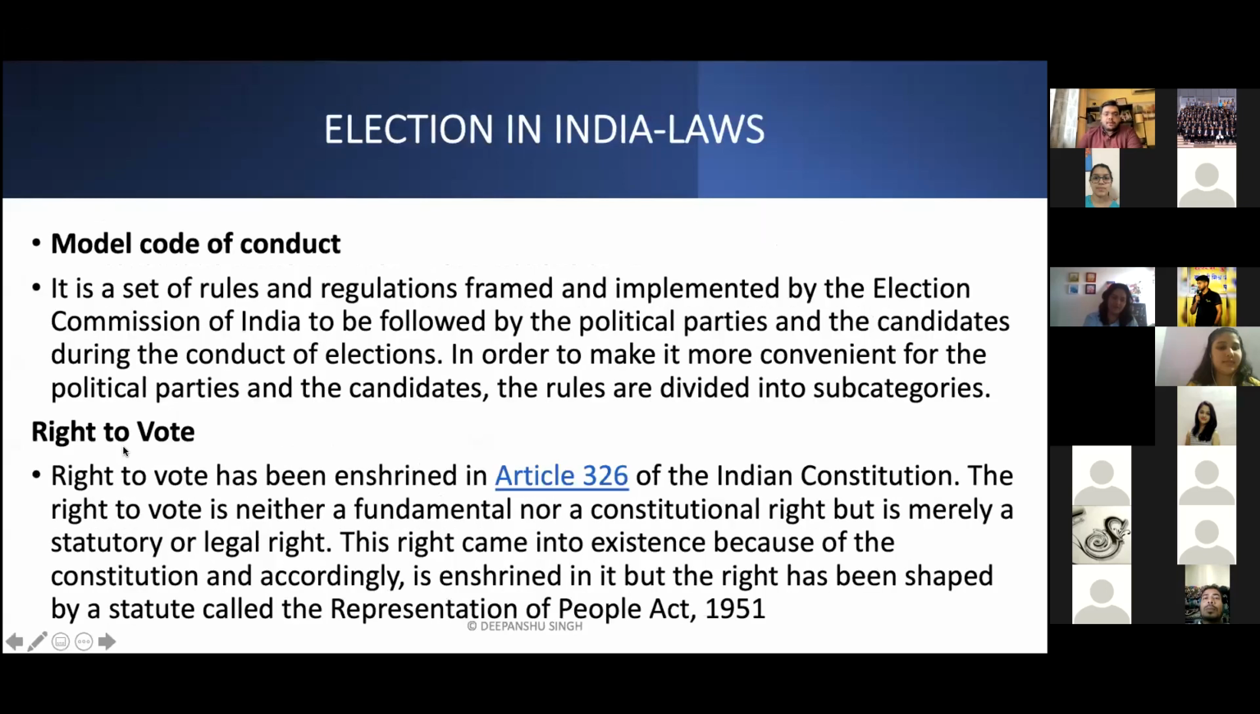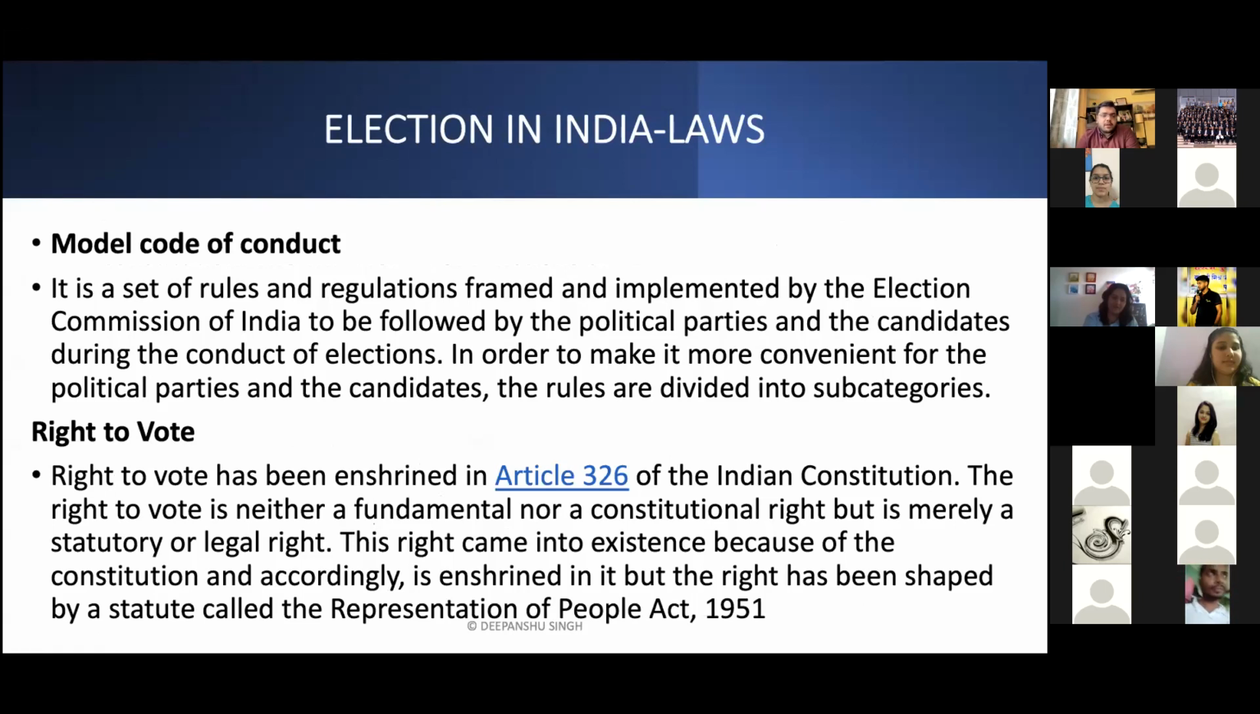So, as I mentioned about the model code of conduct, this is basically to ensure that the elections are conducted in a fair and transparent manner. And the rules are very elaborate on, let's say, symbols. The rules are very elaborate on what has to be done pre-poll and post-poll.